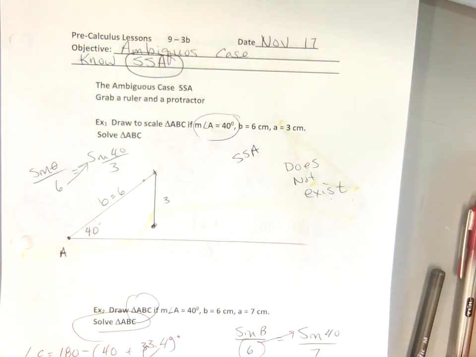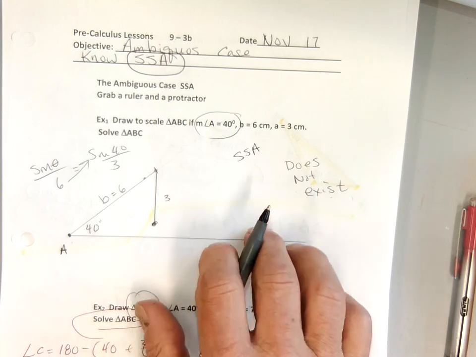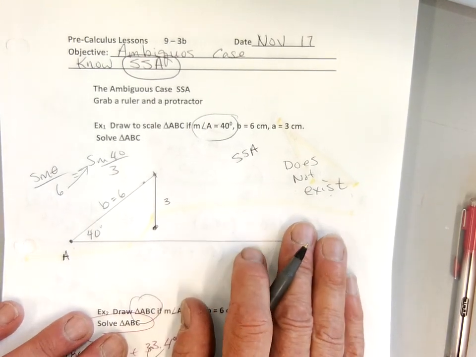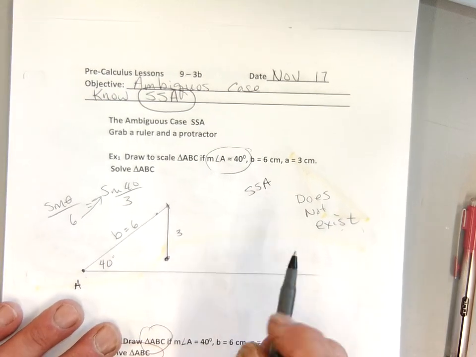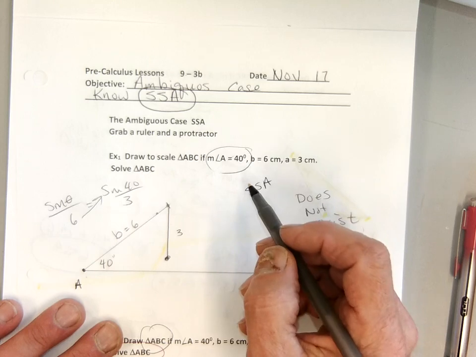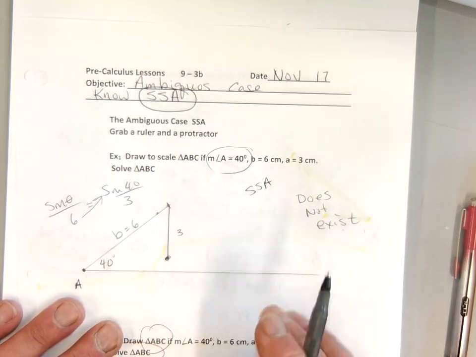Okay, so I'm going to recap this. I just taught it in class. I'm going to go over it again real quickly for anybody who wants to watch it again. But anytime all you know is side-side angle, one of three things can happen.